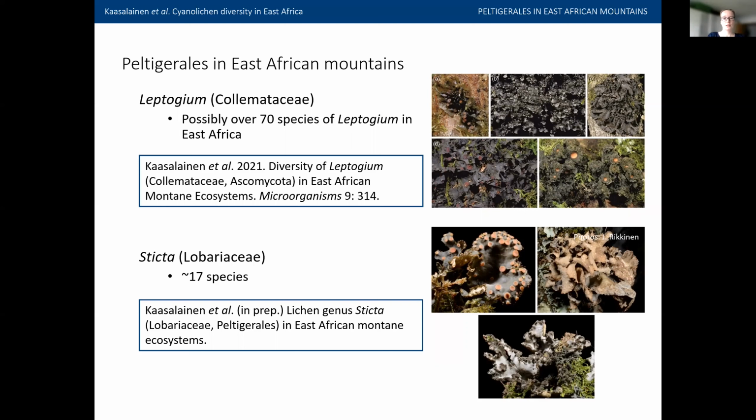Then there's approximately 17 species of Sticta. So it's not quite as diverse as Leptogium. And since it's quite well studied globally, there are not that many surprises there as with Leptogium. Additional Peltigeralian taxa associating with nostoc in this area include other Collemataceae, then several Lobaria species, Nephroma, Crocodia, Pseudocyphellaria, and some Pannariaceae species.